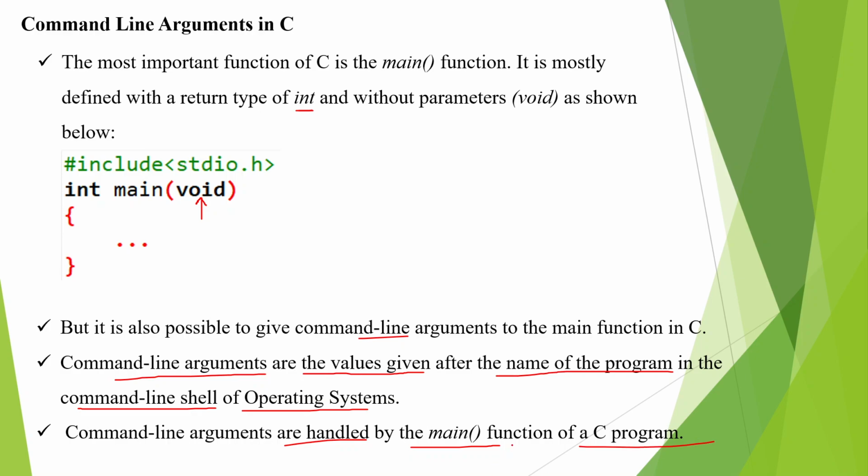In the C program we write, the main function will receive those command line arguments as parameters. Whatever command line arguments we pass from the command line shell after the name of our program will be received by main as parameters and handled by main. While we demonstrate with the help of a program, you will understand very clearly how these things happen.